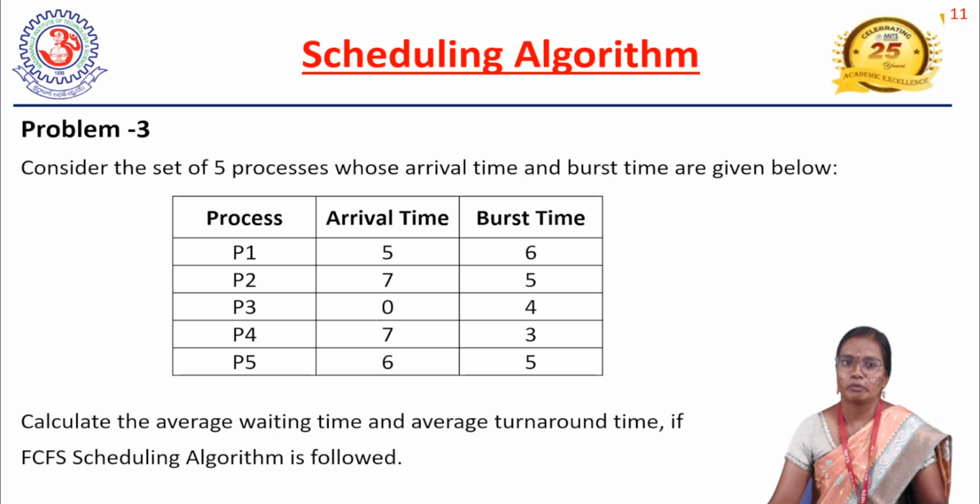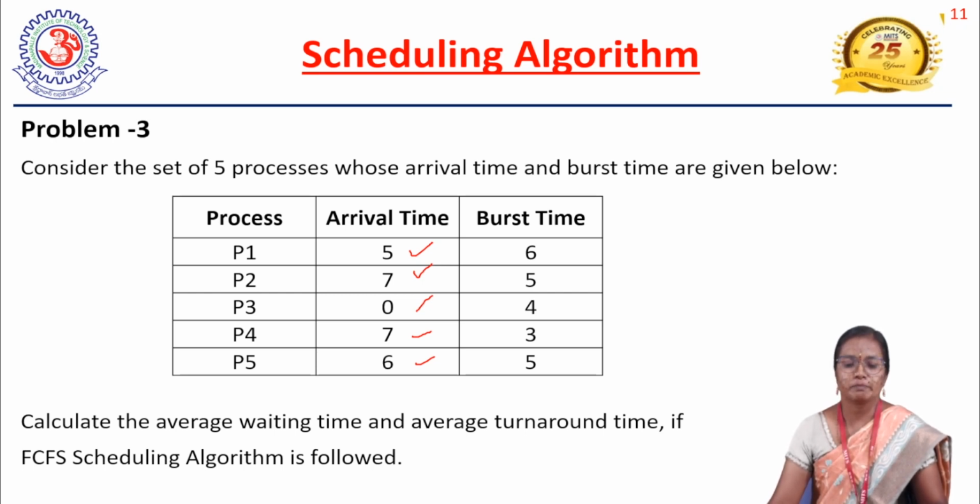Next we will see about the third problem. Here the different processes will be there, P1, P2, P3, P4 and P5. All these processes arrived at different times, different arrival times. In the previous two problems, all the processes arrived at the same time. That's why the arrival time is 0. But here all the processes arrived at different times.